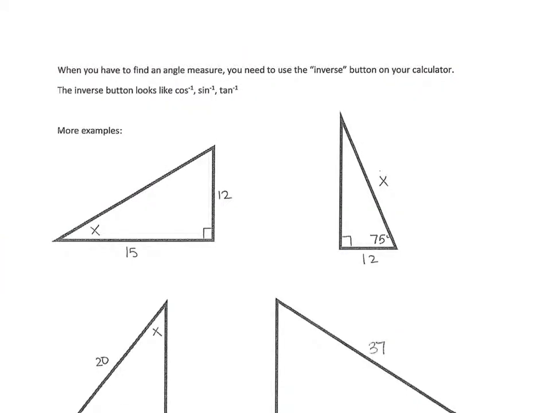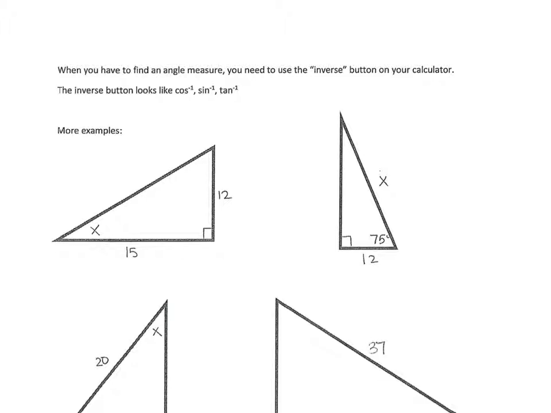On the previous page, we were finding distances. Now we're going to find angle measures. When you have to find an angle measure, you need to use the inverse button on your calculator. The inverse button looks like cosine inverse, sine inverse, tangent inverse, so find that on your calculator.